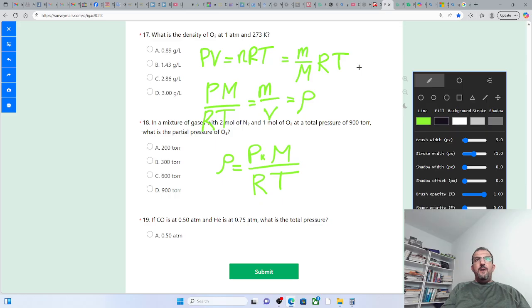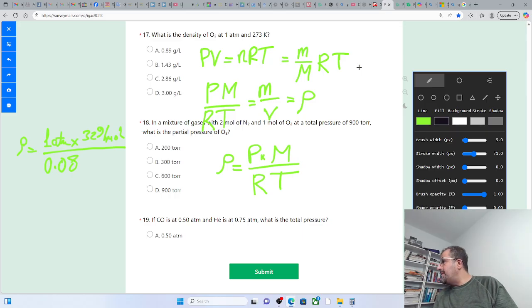So now I will maybe come here. So rho is equal to pressure. The pressure is equal to 1 atmosphere times molecular weight, which is 32 gram per mole, and then divide the whole thing by R, and R is equal to 0.0, I believe 8, let's see that number here, 8 to 1, and then times temperature, which is 273 Kelvin.